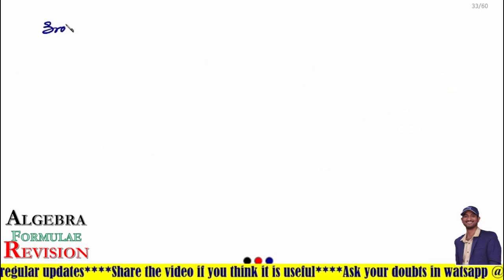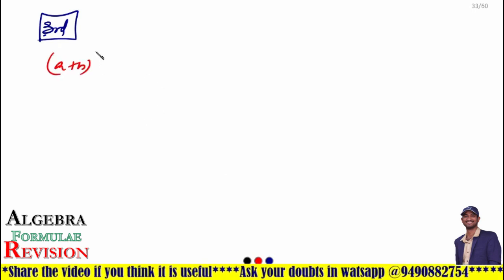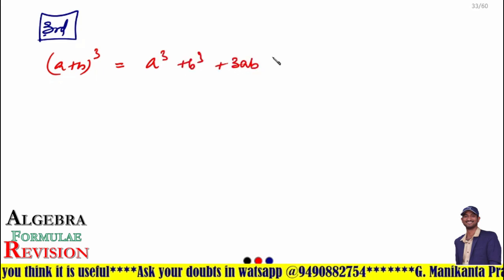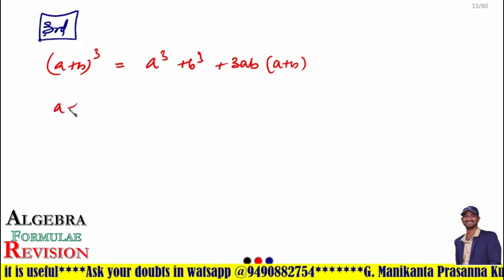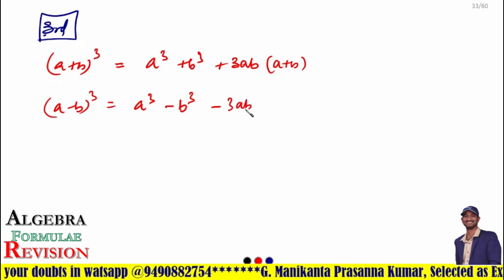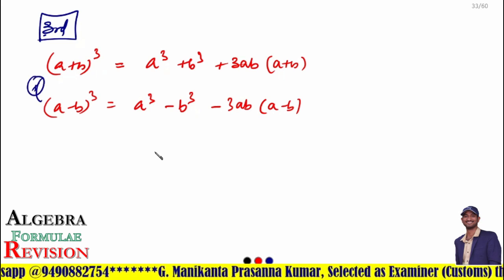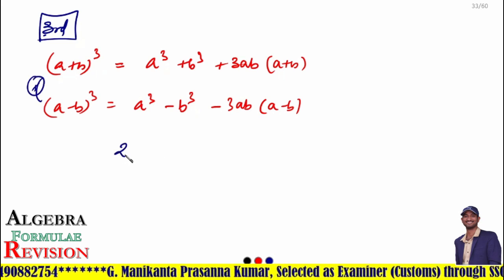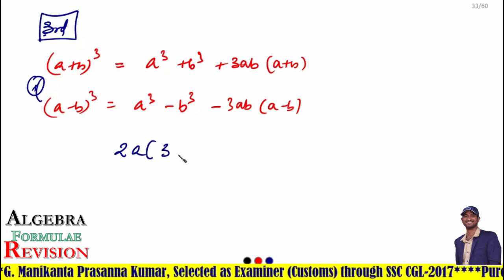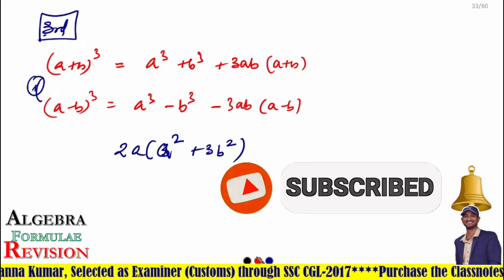Next, third degree with 2 variables. What are those? (a + b) whole cube, which is equal to a cube plus b cube plus 3ab into (a + b). And (a - b) whole cube is a cube minus b cube minus 3ab into (a - b). Okay. If I add these two, then what is the value you will get? You will get 2a cube plus 6ab square. So I'll take 2a common, 2a(a square plus 3b square), if I add these two.